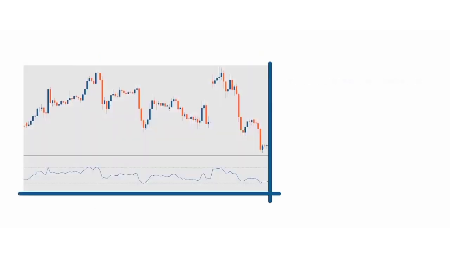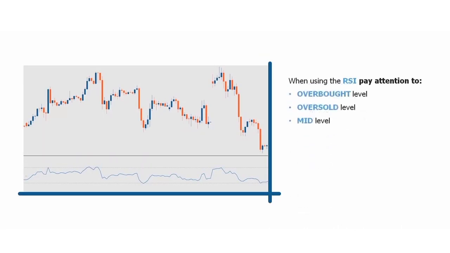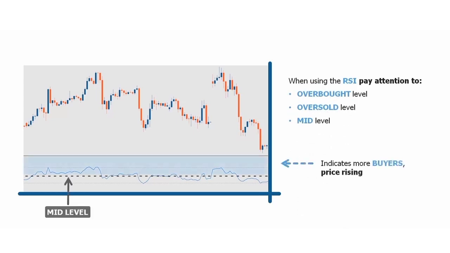There are essentially three levels that traders pay close attention to when using the RSI: the overbought, oversold and mid-level. When the RSI line moves up through the mid-level or 50 level, it indicates that there are more buyers in the market, causing price to rally. And if the RSI line moves down below 50 or mid-level, it shows that there are more sellers in the market, causing price to drop.